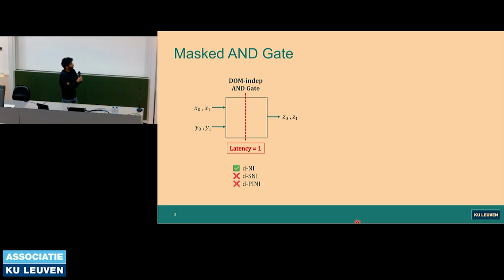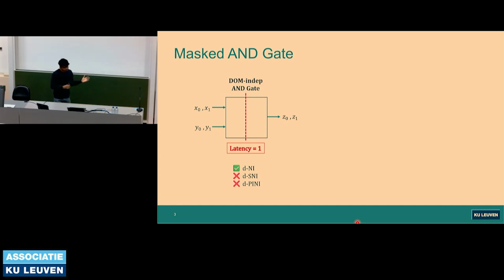One of the early works for gate level masking on hardware is the DOM AND gate, which is also the cheapest one as of now. It has a latency of 1, and you need registers to prevent glitches, and also it doesn't satisfy some composability properties, like SNI and PINI. So if you want to build a circuit and you use this gate, it's going to take some work because you want to be careful with how you compose these gates to get a secure circuit.